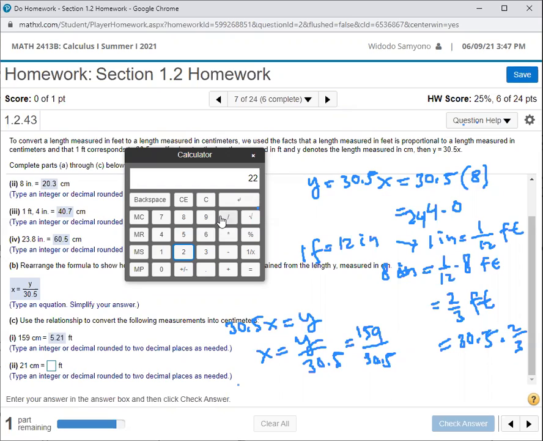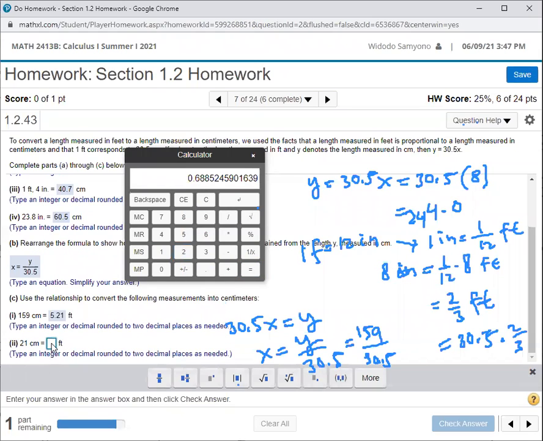So the next one will be, oh sorry, I think you need to clear out this one first. So you have 21 over 45 divided by 30.5. And 2 decimals, so the answer will be 0.69. Okay. 0.69.